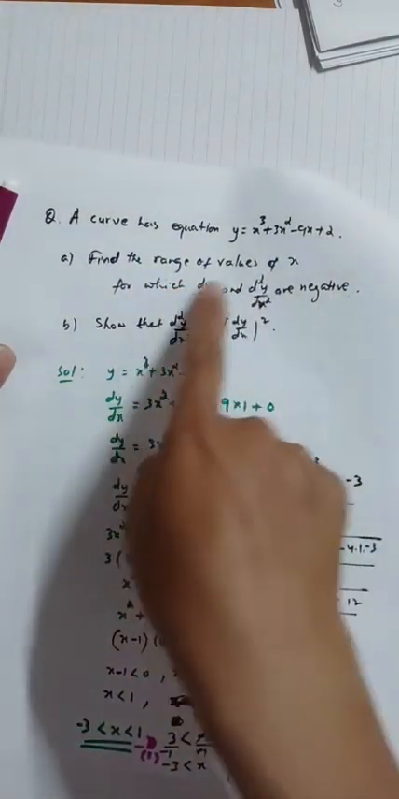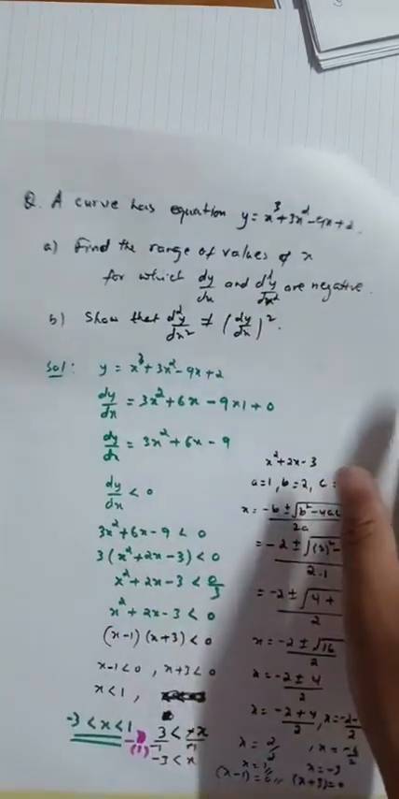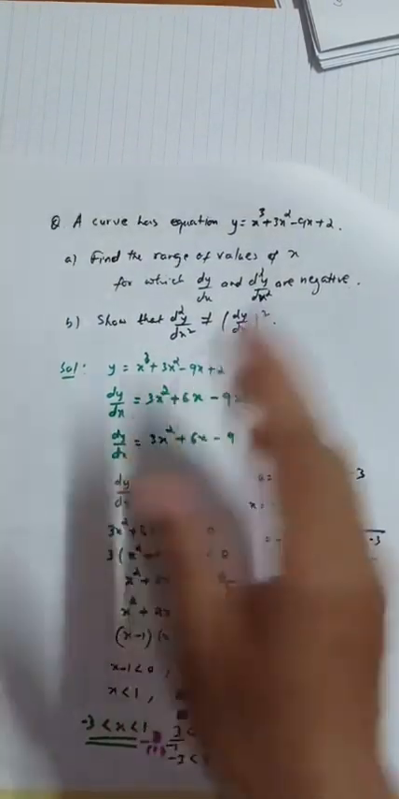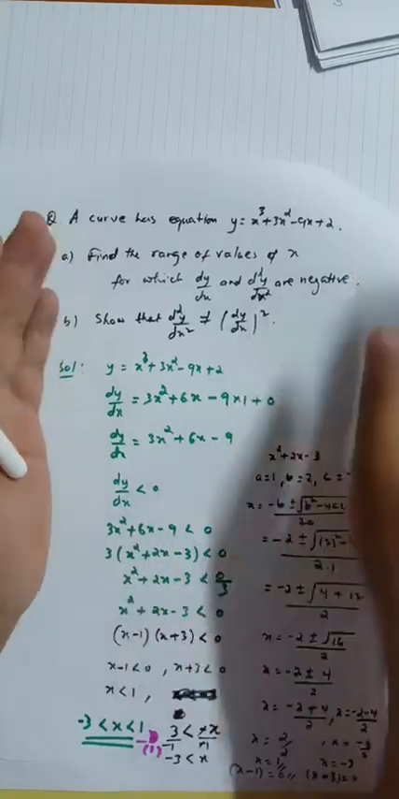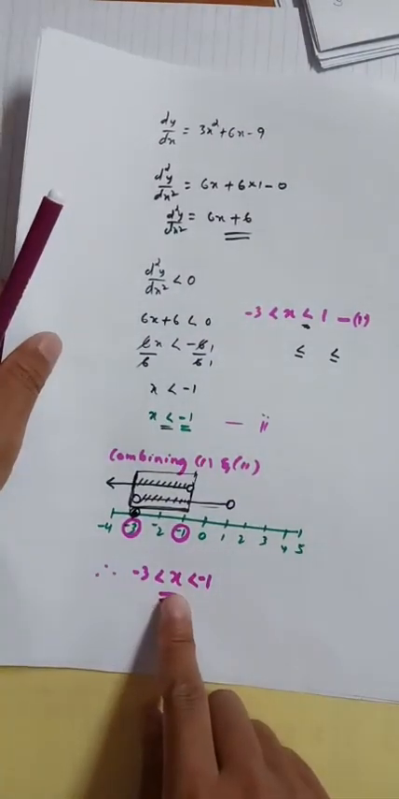The question says find the range of values of x for which dy over dx and d2y over dx square are negative. So we need the common range, the range where both decrease.